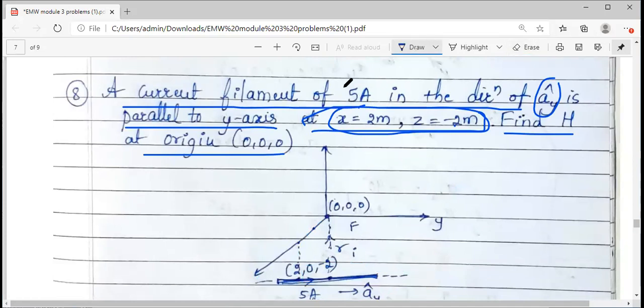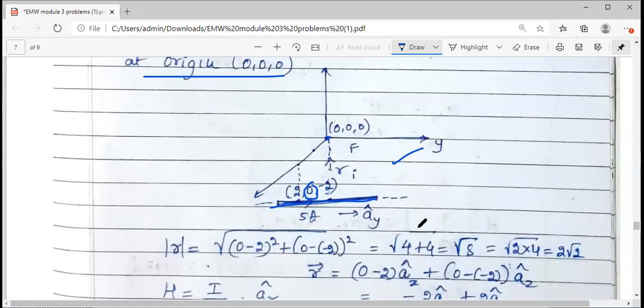Here the important things are, first, which concept to use in order to find H, and second, how to mark where the filament is. So the marking we have already done. You can see there is an origin here, and the point is given as 2, 0, minus 2. I have taken y as 0, the middle term, since the filament is parallel to the y-axis.